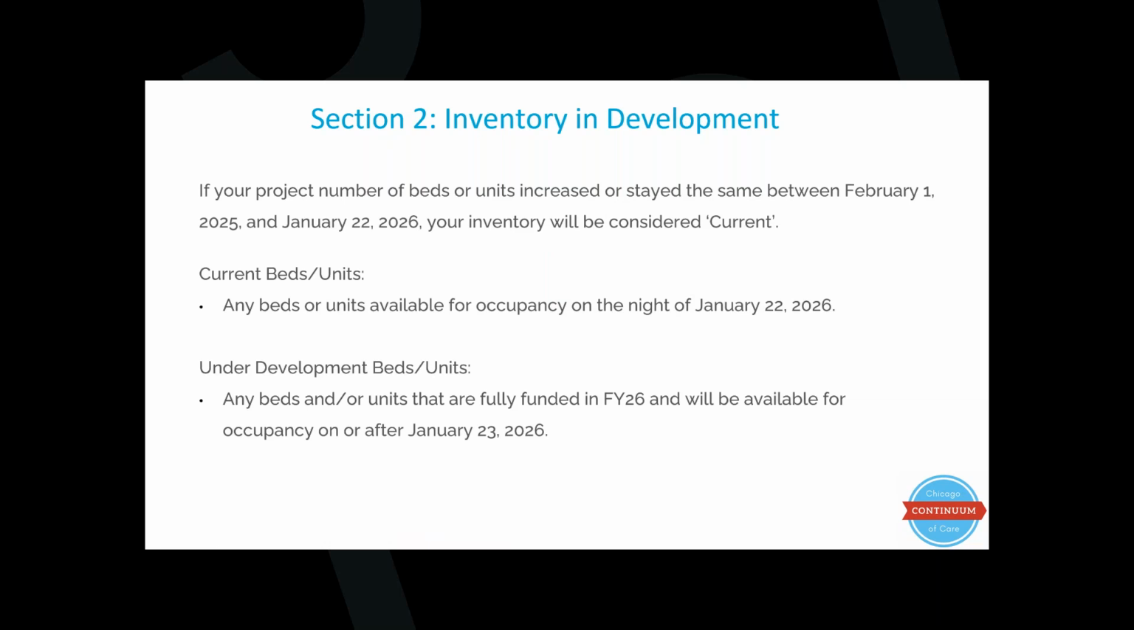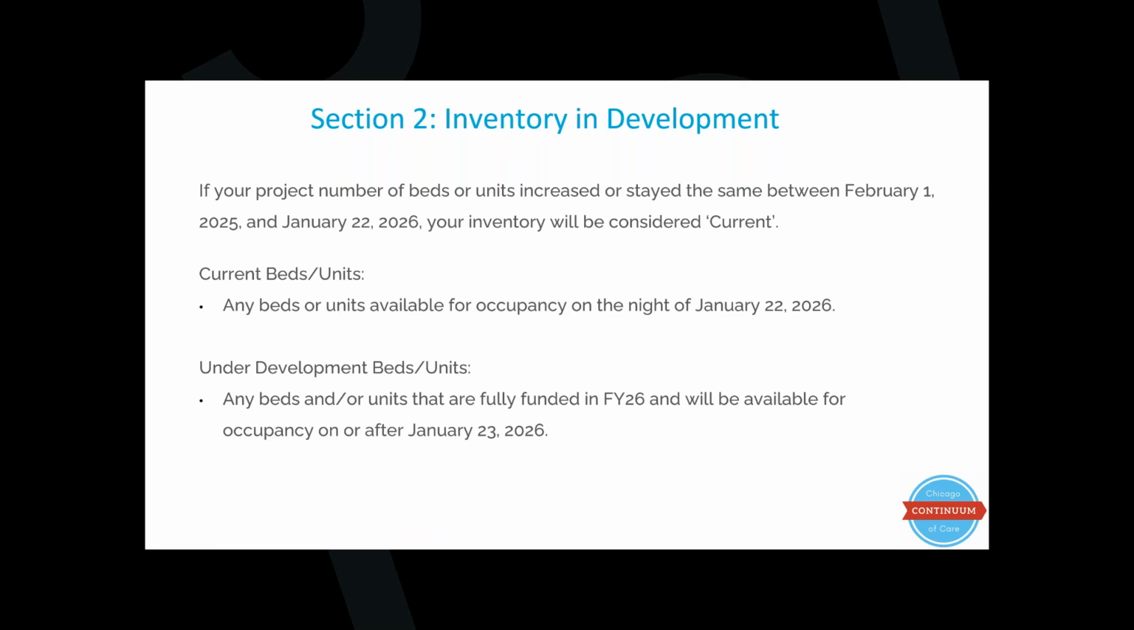So if you have all of your beds available at the time of the count, then that's going to be your current inventory. If you're not expecting any more beds to come online after the point in time count, then this section you're going to actually skip. So if your beds are current and you're not expecting anything else, you'll just select no for this section, and then you'll keep going. This section is intended for projects where all of the beds might not have fully come online by the point in time count.